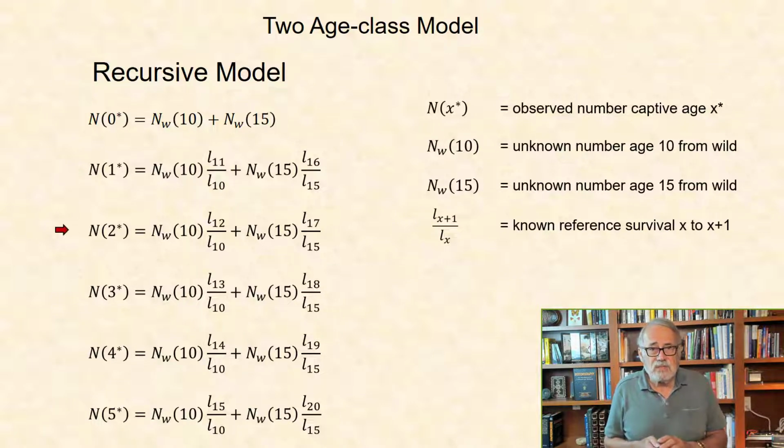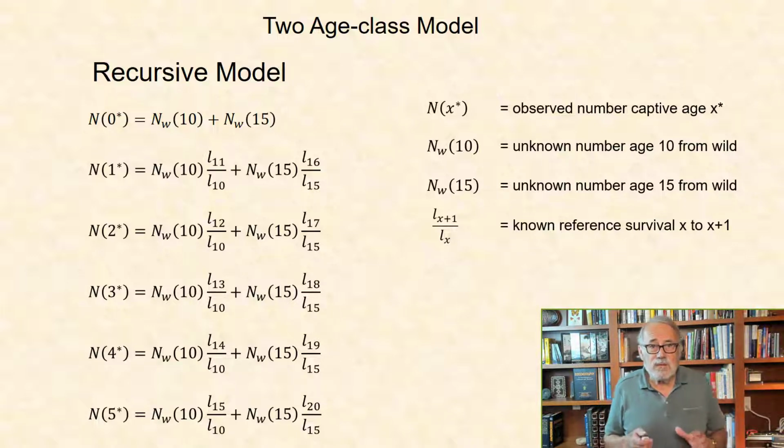This next equation in this set is the number that survived to captive age 2, which equals the number from the wild age 10 times the 2-day survivorship, plus the number age 15 in the captive cohort times this cohort's 2-day survival. This same math applies to survival to subsequent captive ages.